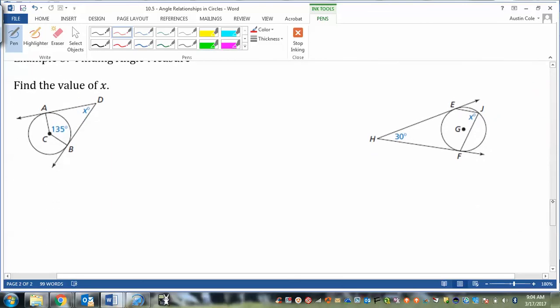Last example. Now, one thing, again, if it appears tangent, we've got to go with tangent. There's no proof that it's tangent. It doesn't say it's tangent, but if it looks tangent, it's going to be tangent. So x is going to be what? 45. 180 minus 45, excuse me, minus 135.